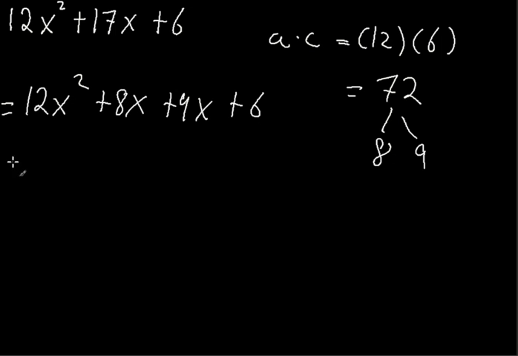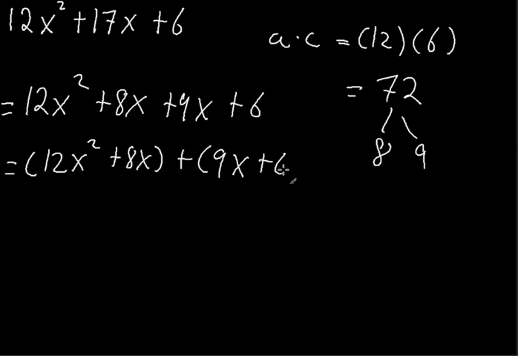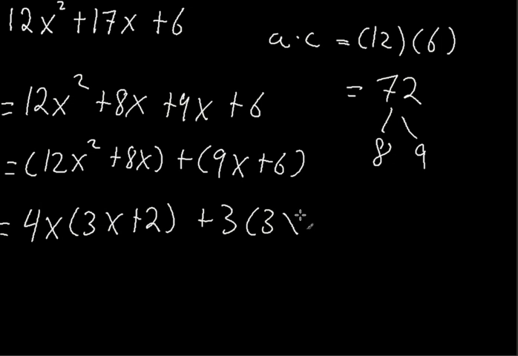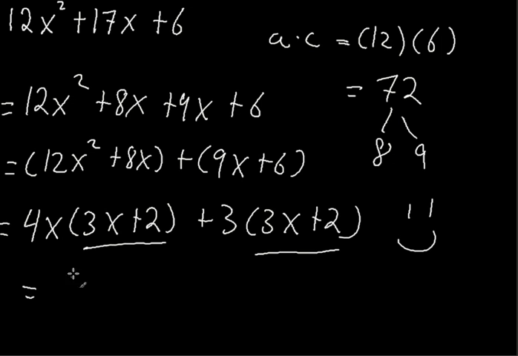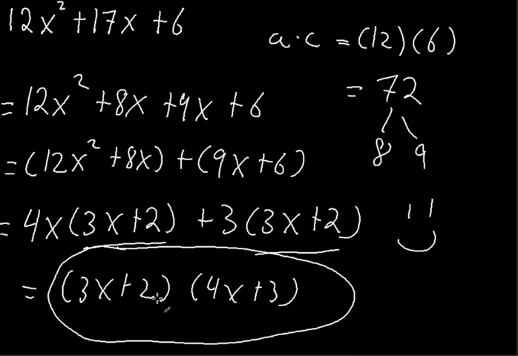All right. Pick my pairs. So I have 12 and 8. Looks like I can factor out a 4x, 3x plus 2. Then I can factor out of 9 and 6 a 3. So I have 3x plus 2. And look at that, they're the same. It means I did it right. So I have 3x plus 2, 4x plus 3. Okay. And now that's fully factored.